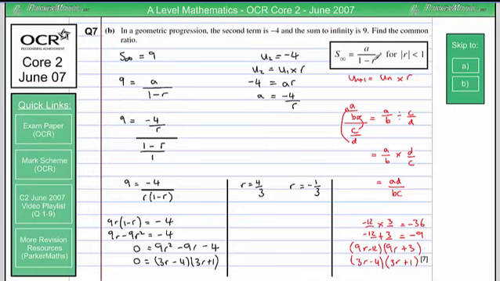However, whenever we have a sum to infinity, the modulus of r must be less than 1. So we can say as mod r has to be less than 1, r is going to be negative 1/3. And that's our final answer.